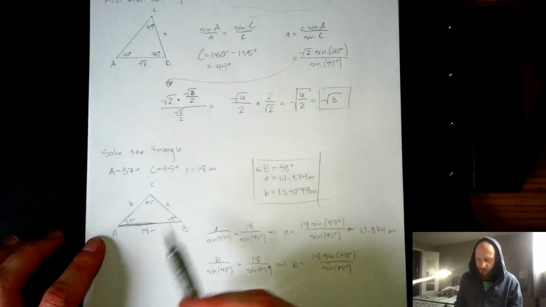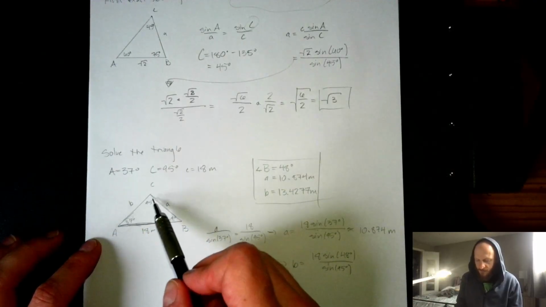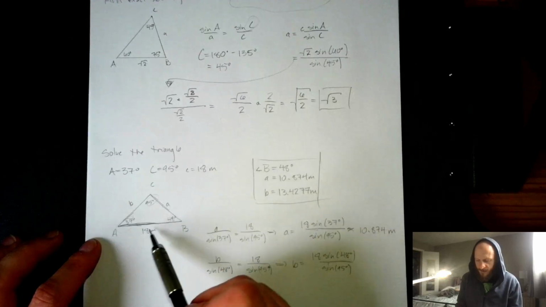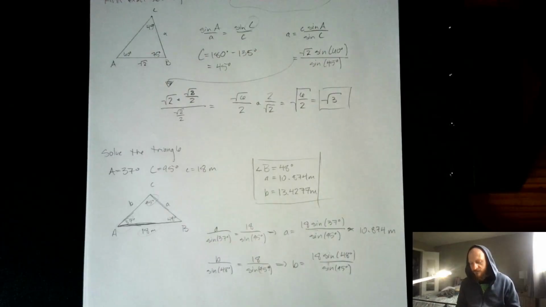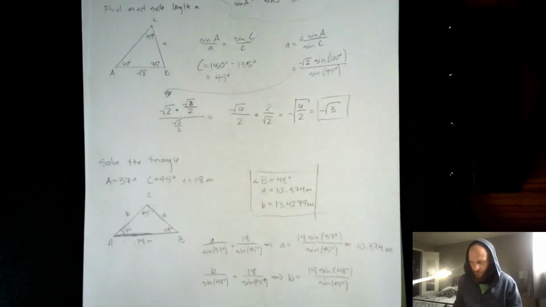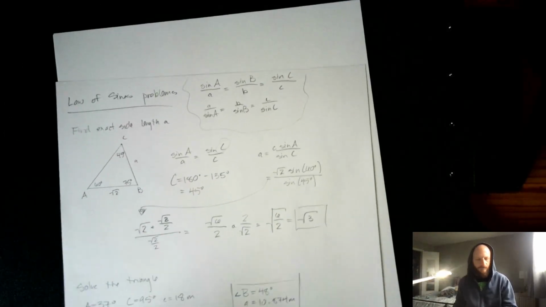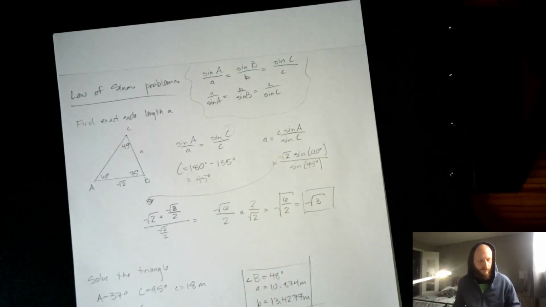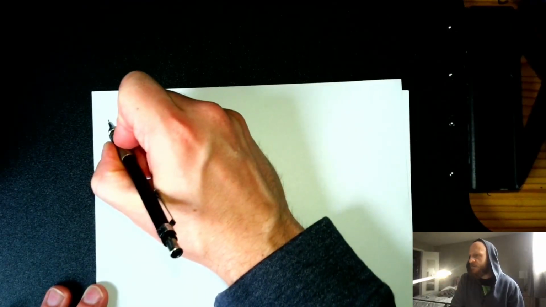So what case were we given here? Well, we had angle, we had angle, and we had side. What is that? Angle, angle, side, I guess. Okay. And let's do some more. Let's see, what's the next one? Same thing, solve the triangle.